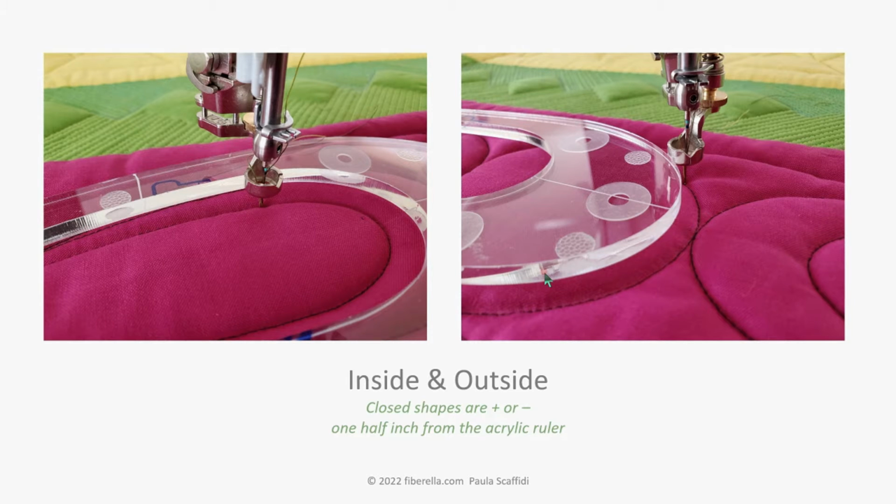Outside the ruler, if it's a closed shape, you are going to be adding 1/2 inch. And inside the ruler, if it's a closed shape, your finished stitching is going to be 1/2 inch less than the width and the length of that hole in the acrylic. So with any closed shape, it's minus or plus 1/2 inch.